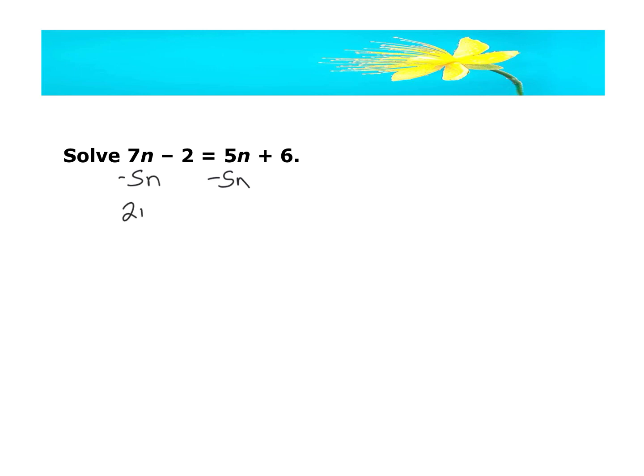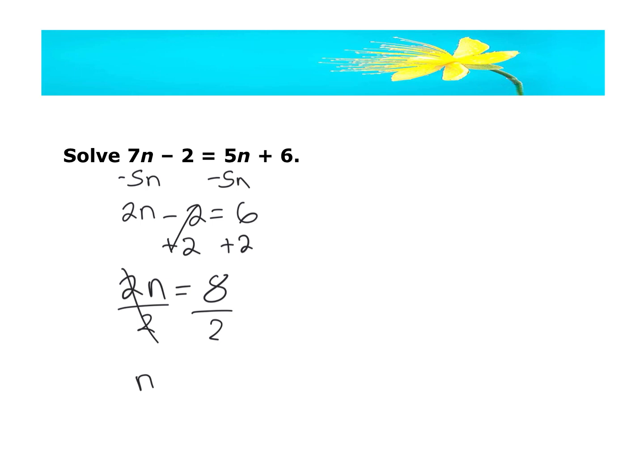We're going to get 2n minus 2 is equal to 6. Now I am going to add 2 on both sides to cancel that out. I'm going to get 2n is equal to 8. And finally, since it's 2n being multiplied, I'm going to divide both sides by 2. And I'm going to get n is equal to 4.